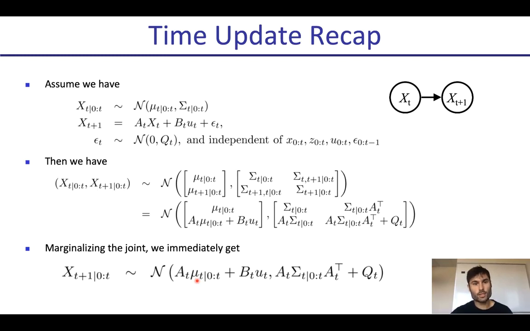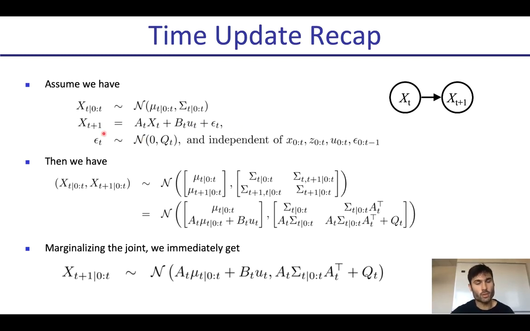So this is the recap of the time update. We assume that we know the underlying distribution of the xt given all the previous measurements. And we have the formulas and dynamics.